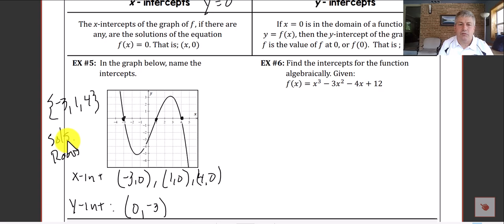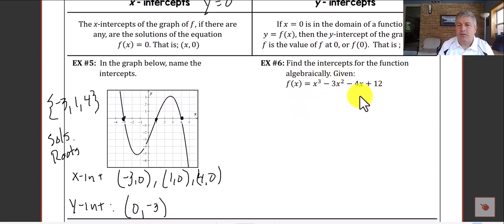But when we talk about solutions or roots, we can just write those particular values. In sample 6, we want to find the x-intercepts for the given function algebraically. So we have 4 terms here. We want to find both the x and y-intercepts.